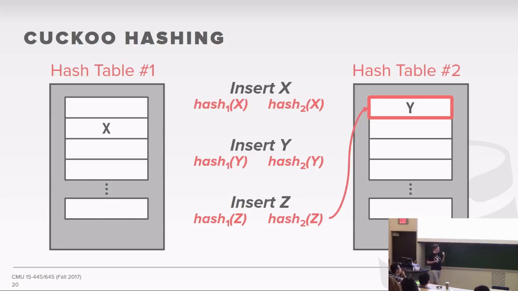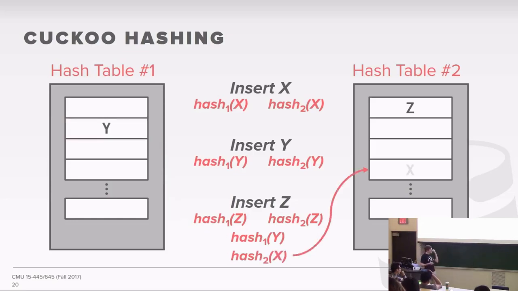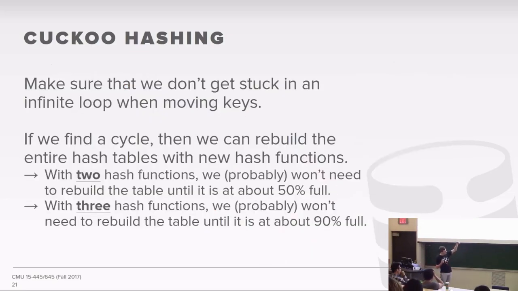Actually, I don't have a link, but the best open source implementation of a cuckoo hash table is from CMU by Dave Anderson. If you search for libcuckoo, it's the one written by Dave Anderson's students. It's not lock free, but it's pretty good. Okay, so again, if you have multiple hash functions, depending on how many functions you have in your cuckoo hash table, it'll tell you the likelihood you have to rebuild.